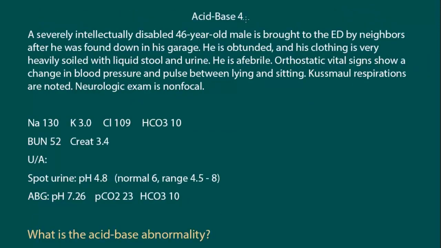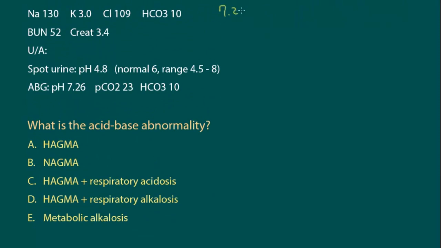Question 4. Severely intellectually disabled 46-year-old male is brought to the ED by neighbors after he was found down in his garage. He is obtunded. His clothing is very heavily soiled with liquid stool and urine. He's afebrile. He has orthostatic changes. Small respirations are noted. Neurologic exam is non-focal. pH 7.26. PCO2 23. Bicarb 10. Expected PCO2 25. Anion gap is 11.